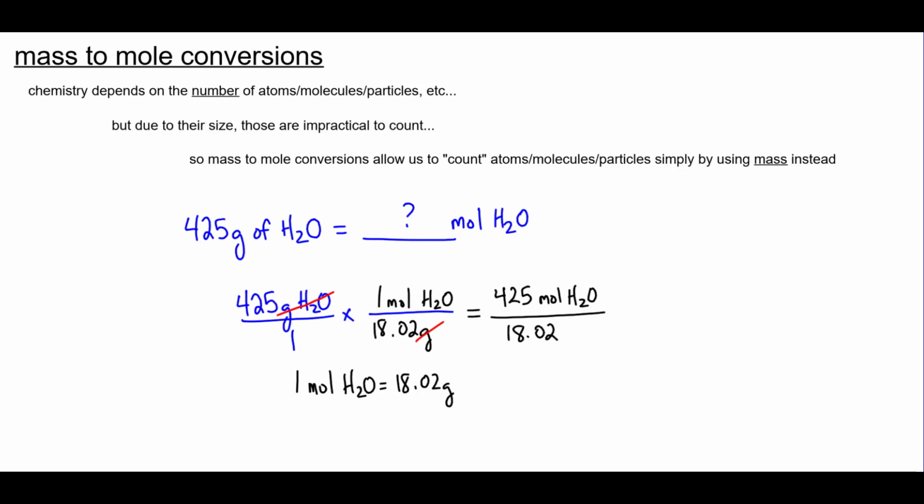And so now if I finish up the math for real with a calculator, that works out to be 23.6 moles of water. Now, if you plug those numbers in a calculator, I rounded it back to 3 sig figs because that number right there has 3 sig figs.